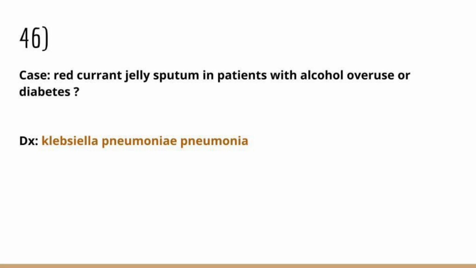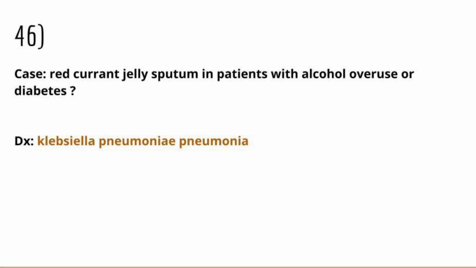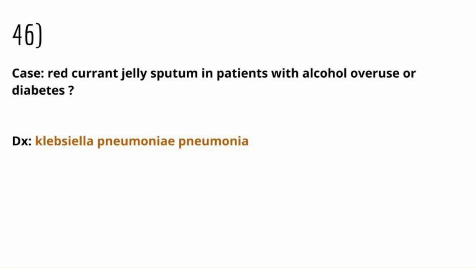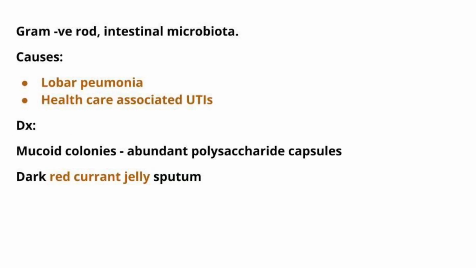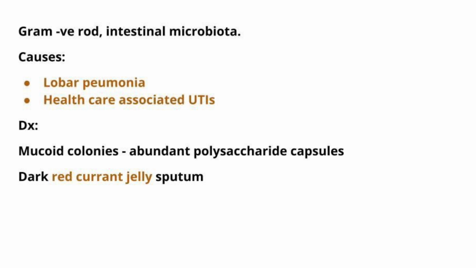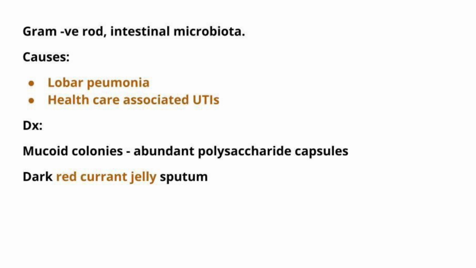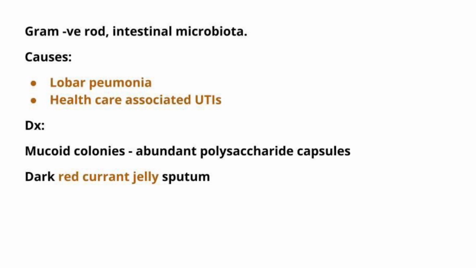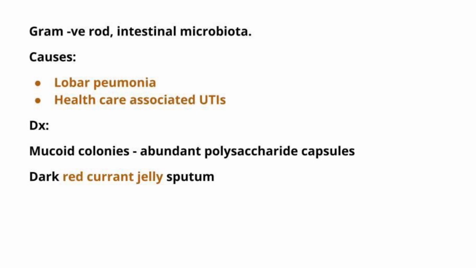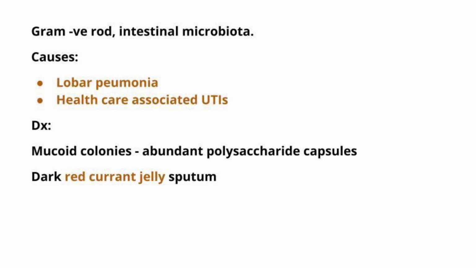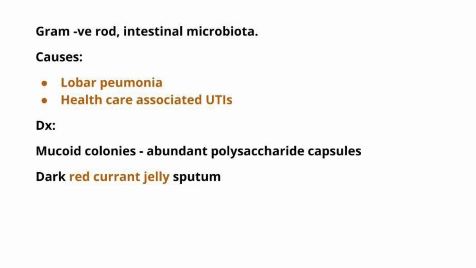46. Red currant jelly sputum in patients with alcohol overuse or diabetes. The red color jelly sputum indicates there is an infection with Klebsiella pneumoniae. Klebsiella pneumoniae are gram-negative rods, which are most commonly intestinal microbiota. They cause lobar pneumonia or healthcare-associated urinary tract infections. Klebsiella pneumoniae is diagnosed based on the mucoid colonies. There will be abundant mucoid colonies on the medium in which they grow because of the polysaccharide capsules they have. The characteristic feature is red currant jelly-like sputum.